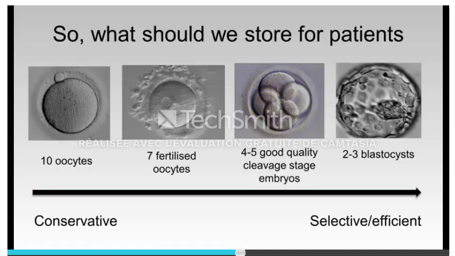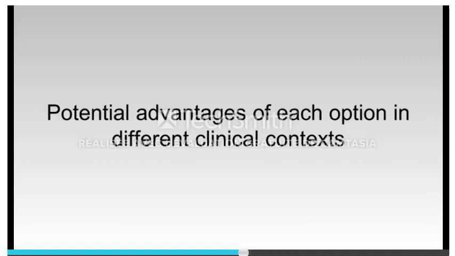So what should we store for patients? Should we be conservative and say, let's bank everything? Or should we be highly selective and potentially much more efficient by only storing material which is of proven quality? And I guess the question then is, what's the answer to that in each of the different clinical contexts that we talked about earlier? And that's where I'm going to go back now and revisit those contexts in which we apply cryopreservation.